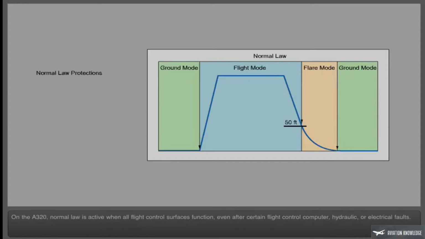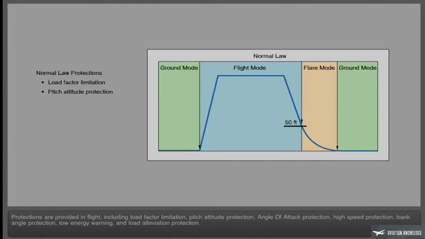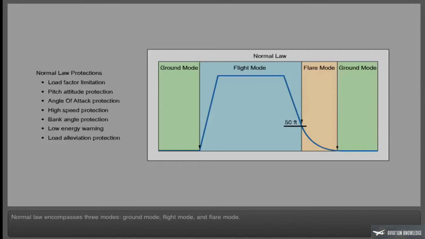On the A320, normal law is active when all flight control surfaces function, even after certain flight control computer, hydraulic, or electrical faults. Protections are provided in flight, including load factor limitation, pitch attitude protection, angle of attack protection, high speed protection, bank angle protection, low energy warning, and load alleviation protection. Normal law encompasses 3 modes: ground mode, flight mode, and flare mode.